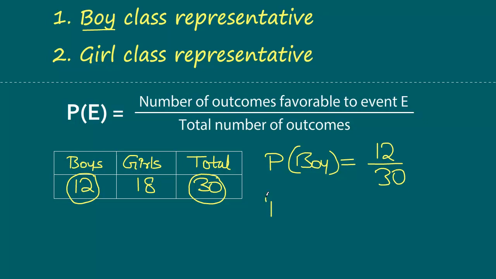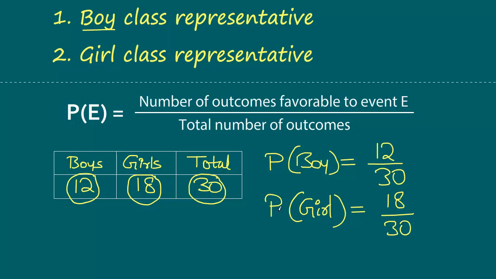Similarly, the probability that a girl is picked to be the class representative is simply this. There are 18 girls in the class. So any of the 18 girls, if the teacher picks, will satisfy the event of a girl being picked. That means there are 18 outcomes, so the numerator is 18, divided by the total number of outcomes possible, which is again 30. So the probability that a girl is picked to be the class representative is simply 18 divided by 30.